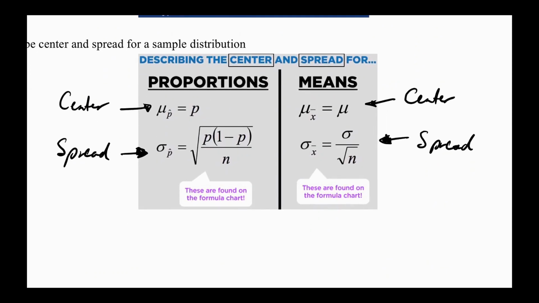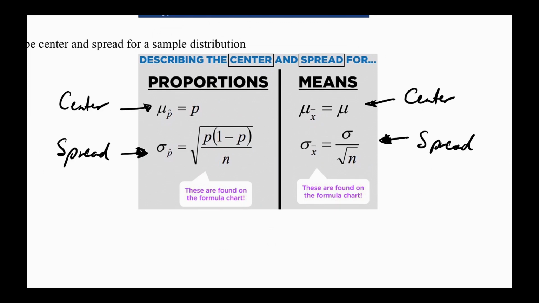All right, so in this case, this was our mean, 0.14. They gave that one to us. And this is what we're going to use for our standard deviation. These you do not have to memorize because they are given to you on the test.